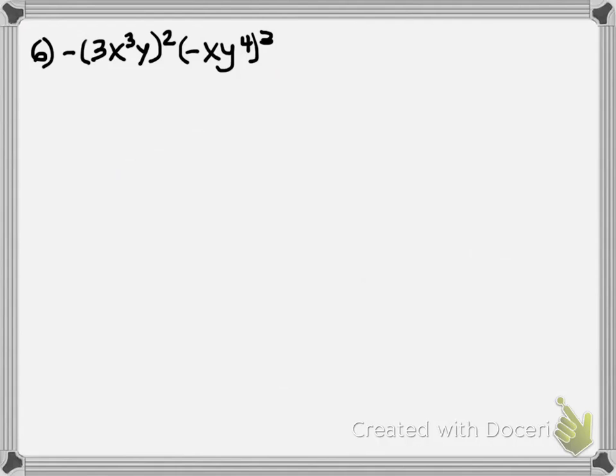So we're still following order of operations, and order of operations says you need to take care of exponents first. So we're going to get negative 1, because that's the first monomial. And then inside we're going to square the 3, we're going to square the x cubed, and we're going to square the y.